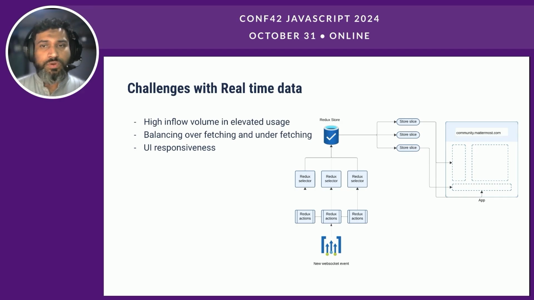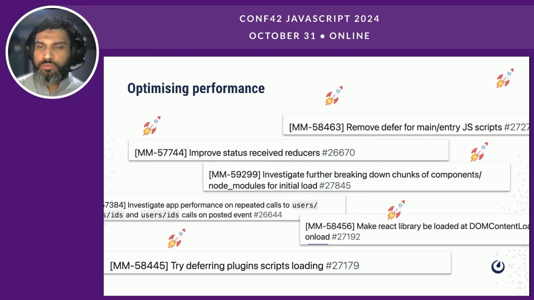Now, there is always a constant battle between what to fetch and what not to fetch, or what to fetch later on. So with real-time data, you always have to balance overfetching and underfetching. Keeping all of this in mind, your UI has to be responsive and interactive for the user, because the user is concerned about using the application. Your app has to support that. Now, there were a lot of performance optimizations which had to get in to elevate the load-bearing capacity of the client. We'll get to some of the PRs, not all of them, in a while.